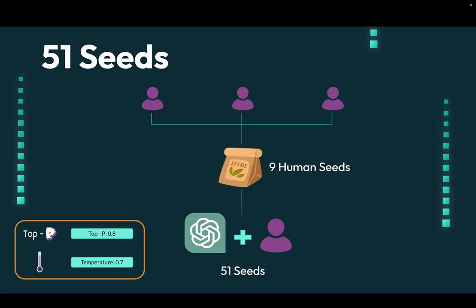So based on the 9 human seeds we made, we then produced about 42 more from ChatGPT, and we refined and edited those as well. And in total, we had 51 seeds. Just to note that when we were producing these seeds from ChatGPT, we used a relatively high top P and temperature, which makes it a bit more creative in terms of the differentials it produces. And that finally produced the 51 seeds we then used to produce synthetic data.